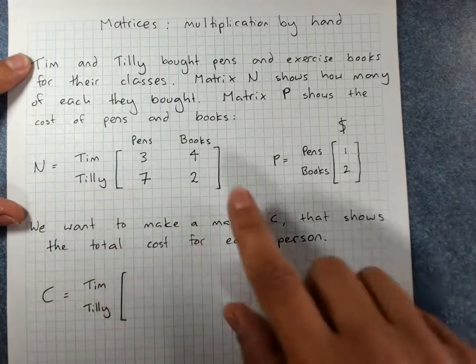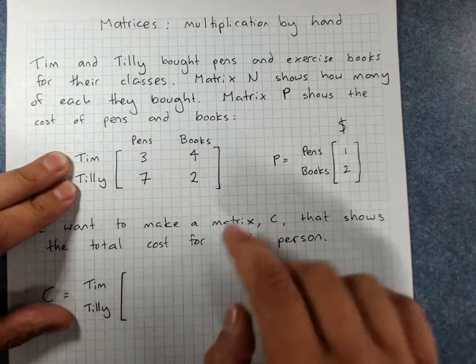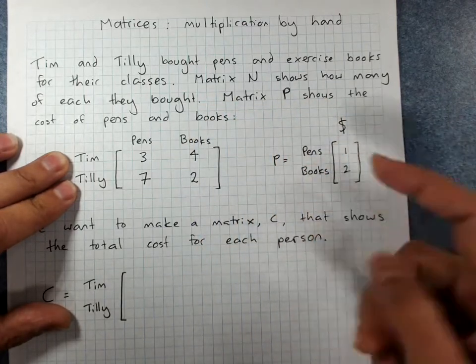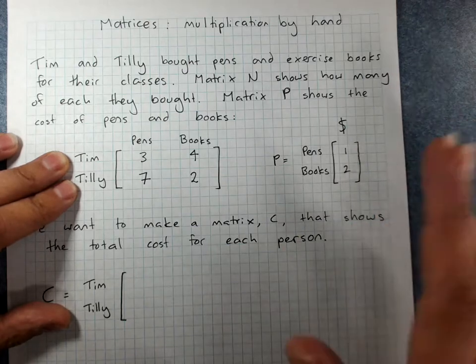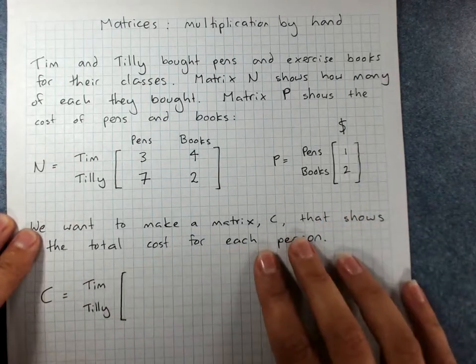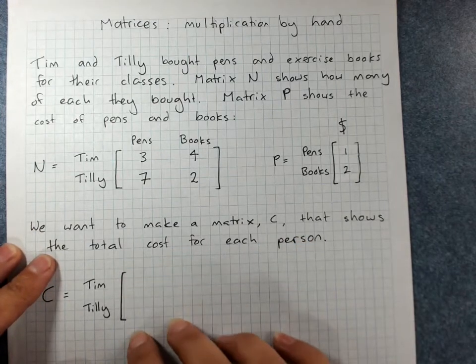So Tim and Tilly bought pens and exercise books for their classes. Matrix N shows how many of each they bought. So obviously Tilly bought 7 pens and 2 books. Matrix P shows the cost of pens and books. Pens are $1, books are $2, just to keep life easy. Now my aim is to find the total cost for each person and to do it with a matrix.